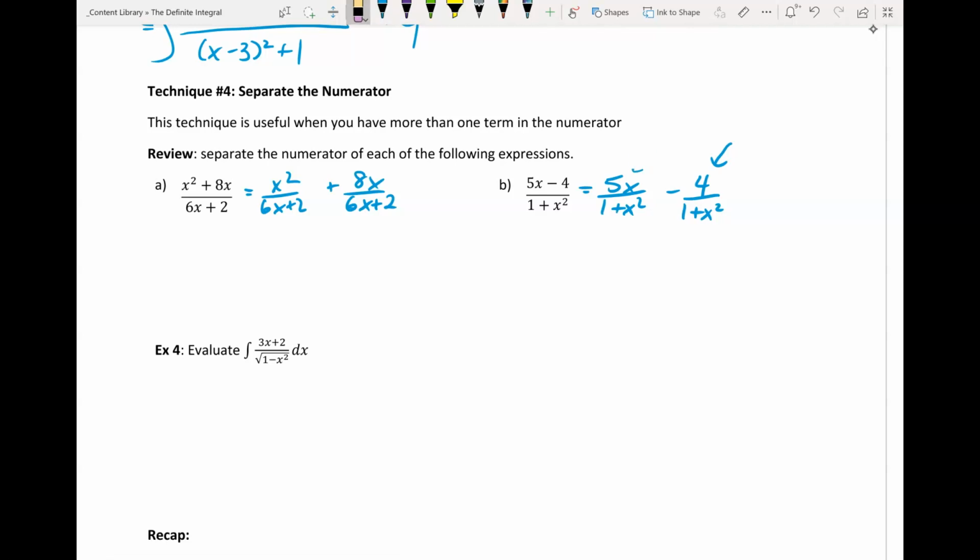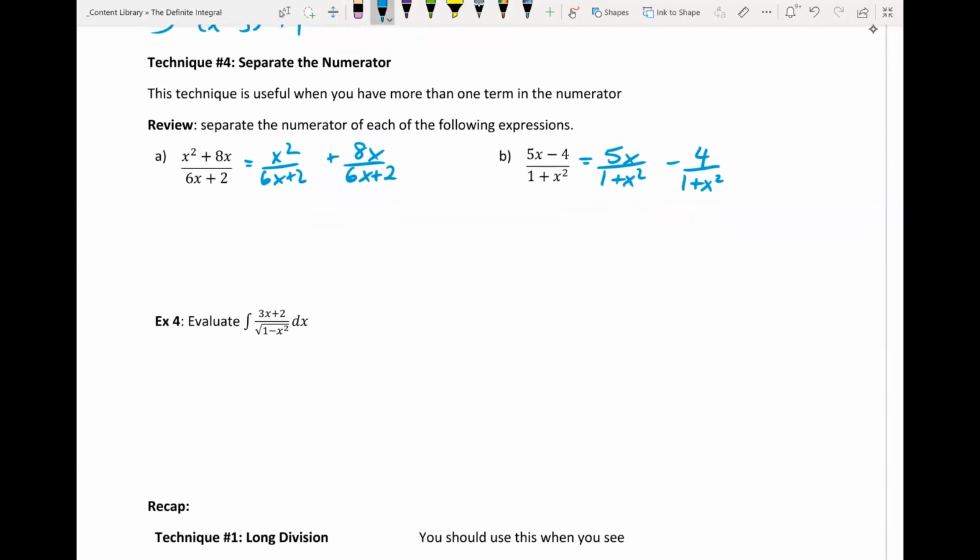Okay, so now we're going to do an actual example that utilizes this method. So I'm going to separate this into the integral of 3x over the root of 1 minus x squared dx plus the integral of 2 over the root of 1 minus x squared dx. So I'm just separating it like that already because I know I need two different methods in order to take the antiderivative of them.